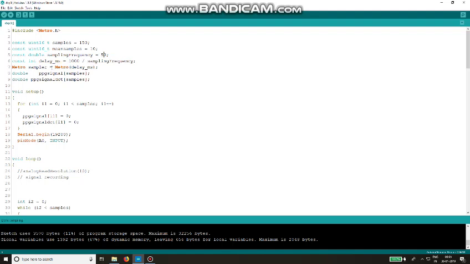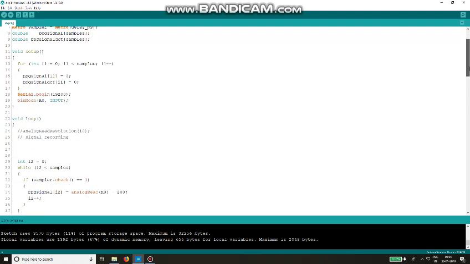Metro sampler equals metro delay ms. What this does is delay each time a frame of 150 samples comes. It's a predefined instruction in the Metro library. It helps the Arduino board know for what time it has to delay for the next output frame, so that it is able to process the data.